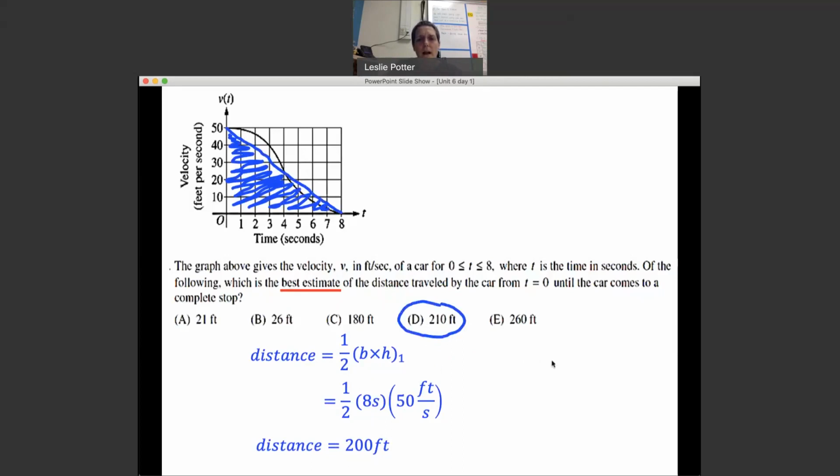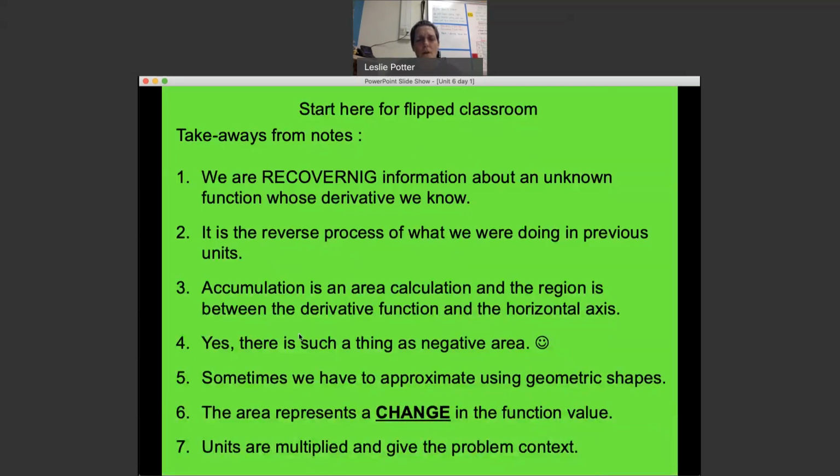Okay, so when we get into class, we will go over the takeaways from the notes and then do the, I think we have a circuit on this one. So we're going back to the circuits for just a day or so. So we will do those when we meet in class.